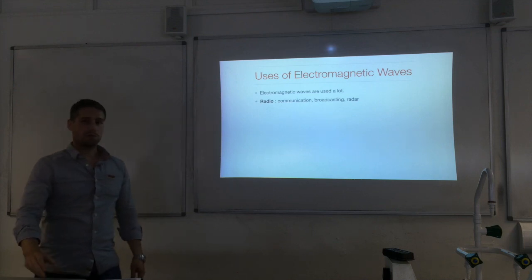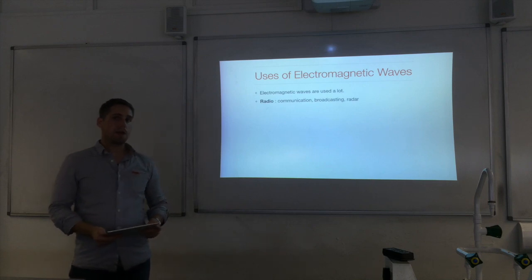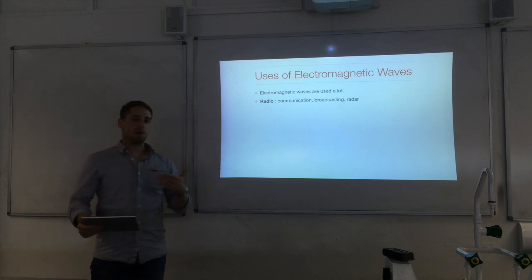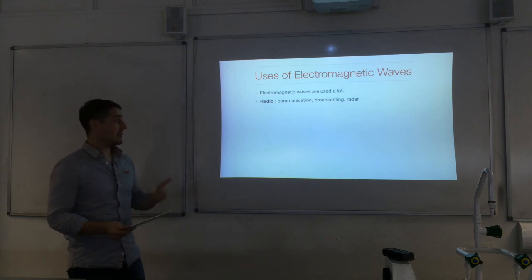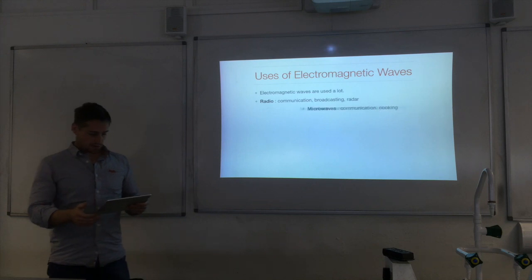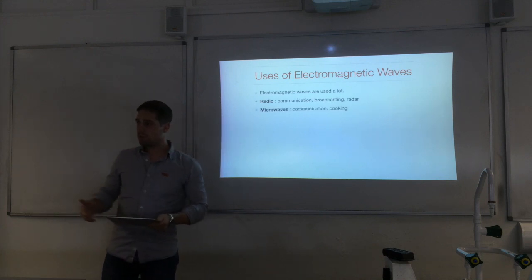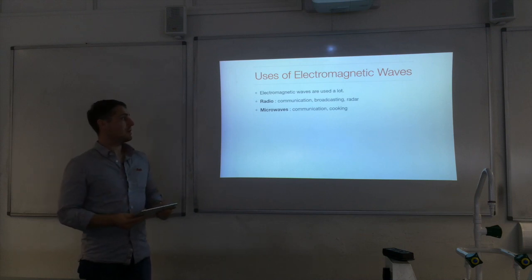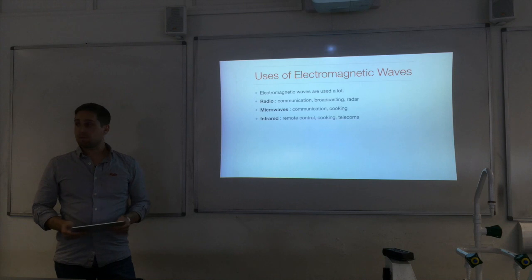Radio waves, we use them for communication, like broadcasting TV, radio communications between aircraft and air traffic control sensors, and between aircraft as well. Radar also uses radio waves. Microwaves are also used in communication, and of course we use them in cooking, when we use them in microwave ovens. Then we have infrared.